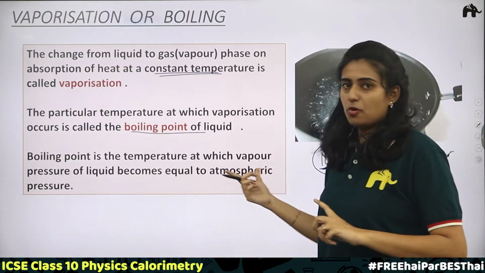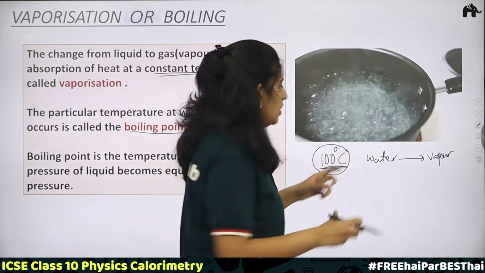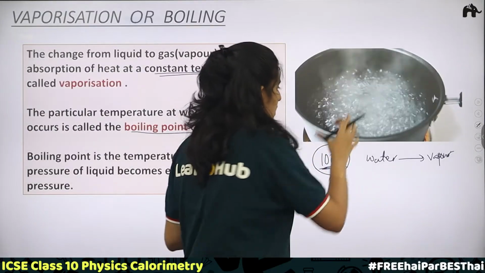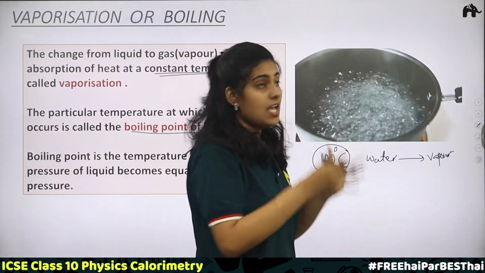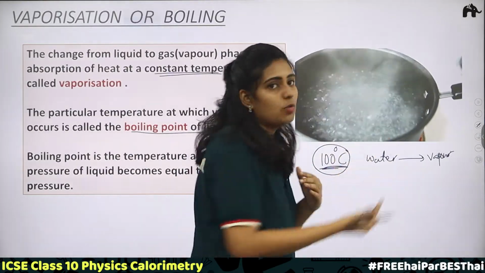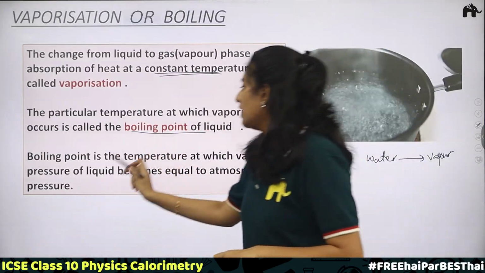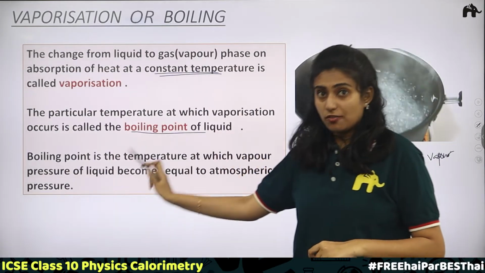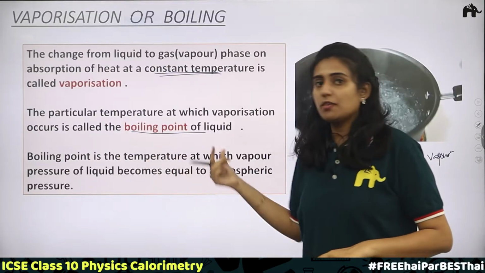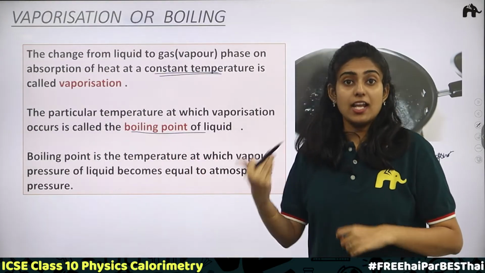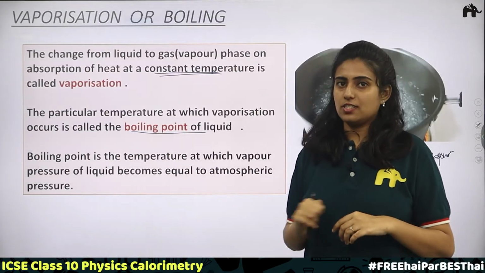Also, you can define boiling point another way. We know about atmospheric pressure and vapor pressure. A pressure will be developed due to this boiling process: all the vapor molecules will be experiencing a pressure. This pressure is called vapor pressure. When this vapor pressure becomes equal to the atmospheric pressure, that temperature can also be called the boiling point. Boiling point is the temperature at which the vapor pressure of the liquid becomes equal to the atmospheric pressure, and boiling happens at that temperature.